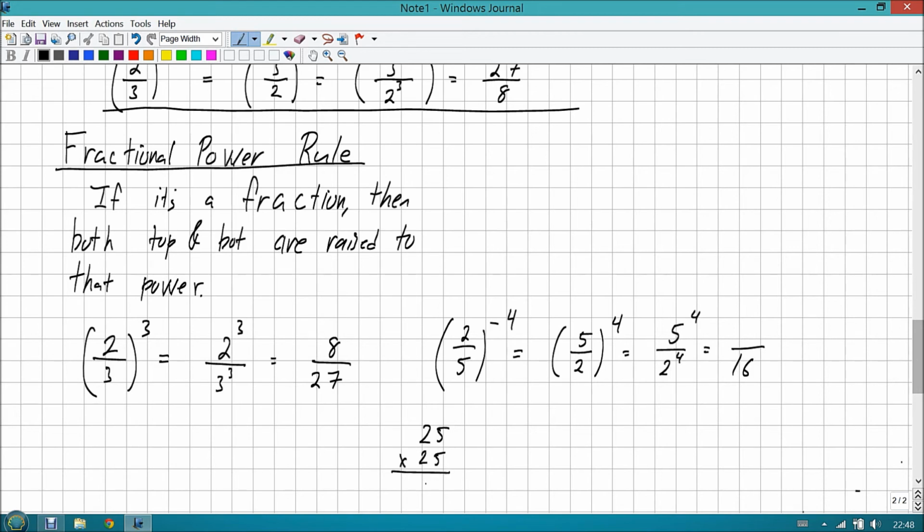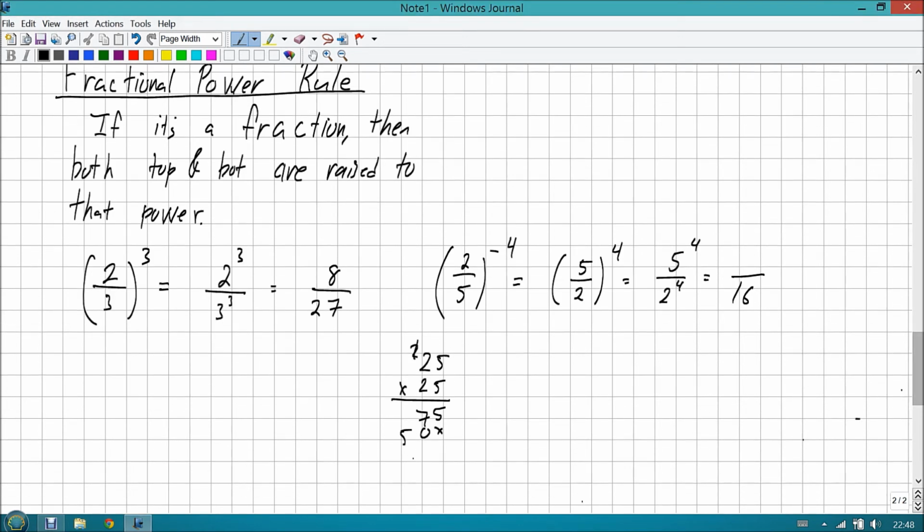Multiplying these together really quick, I get, let's see, 5 times 5 is 25. So it's 5, 6, 7. 2 times 5 is 10. 2 times 2 is 4 plus 1 is 5. So I get 575? That can't be right. Hold on. Let's try that again. 5 times 5 is 25. 5 times 5 is 25 plus 2 is 12 in the next place. 2 times 5 is 10. 2 times 2 is 4 plus 1 is 5. I get 625. That's better. So we get 625 over 16.